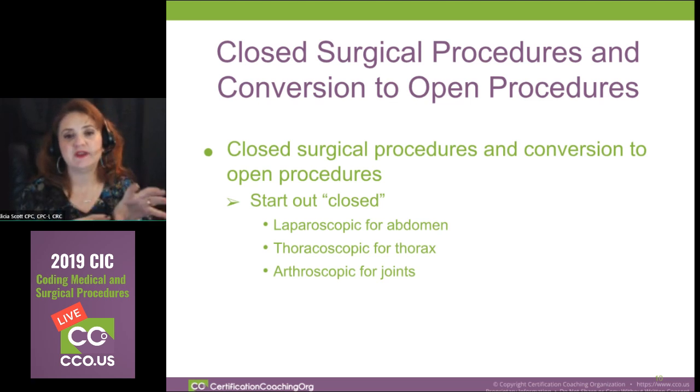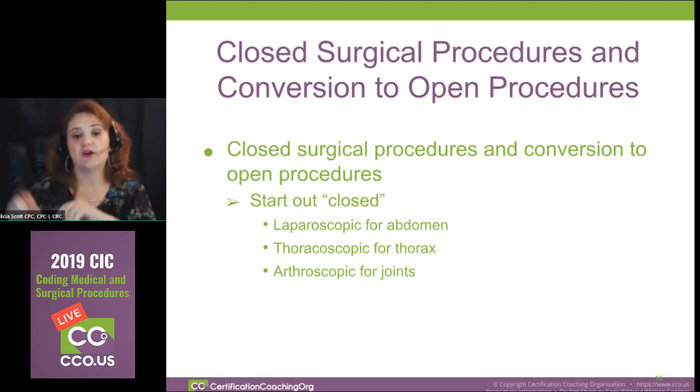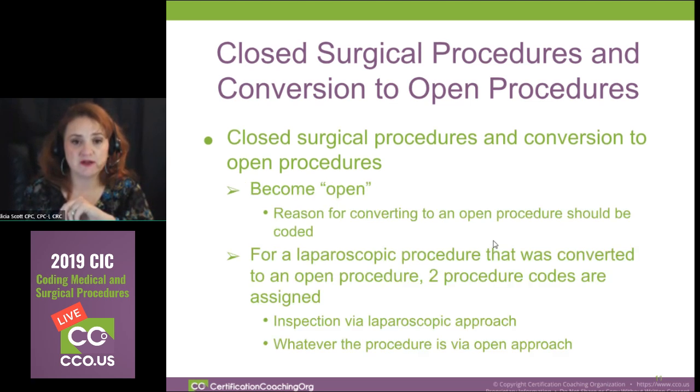So what happens if that had gone from a laparoscopic procedure, which would be considered closed, to an open procedure? Well, it starts out closed, and we do laparoscopic of the abdomen. Then we might have thoracoscopic of the thoracic area, and arthroscopic for joints. Those are all closed procedures. But there are incidences when they have to be converted to open. They become open. Then we need to know why they were converted. We have to have medical necessity, and that's going to have to be coded as well.